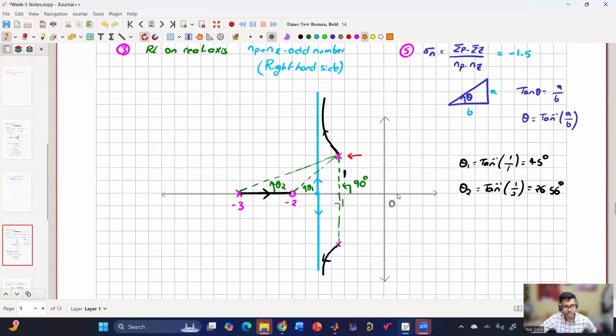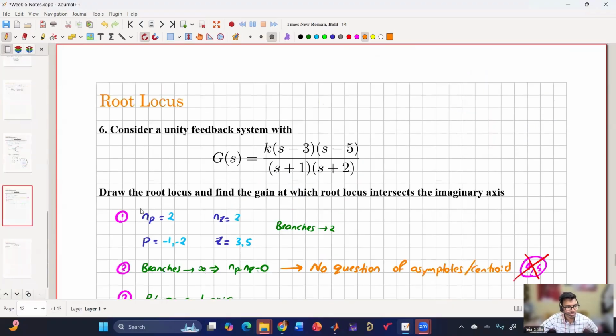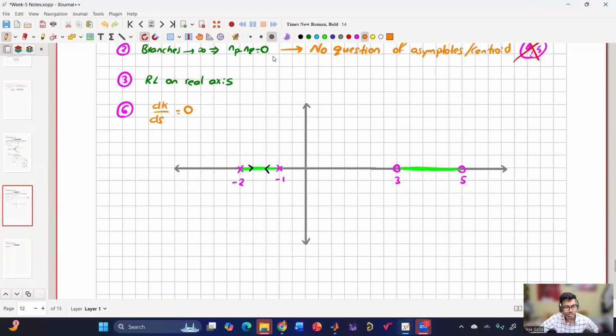In this problem, the pole is moving towards 0, and they are moving towards infinity, so there is no hitting point. So a breakaway point is not there. Whereas in this problem, two poles are moving towards each other, which means there will be a hitting point, and I have to solve dk by ds to solve for the breakaway point.